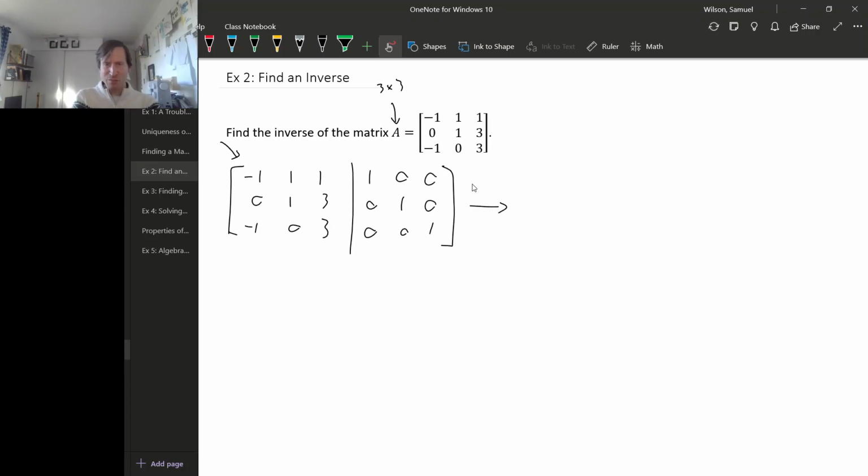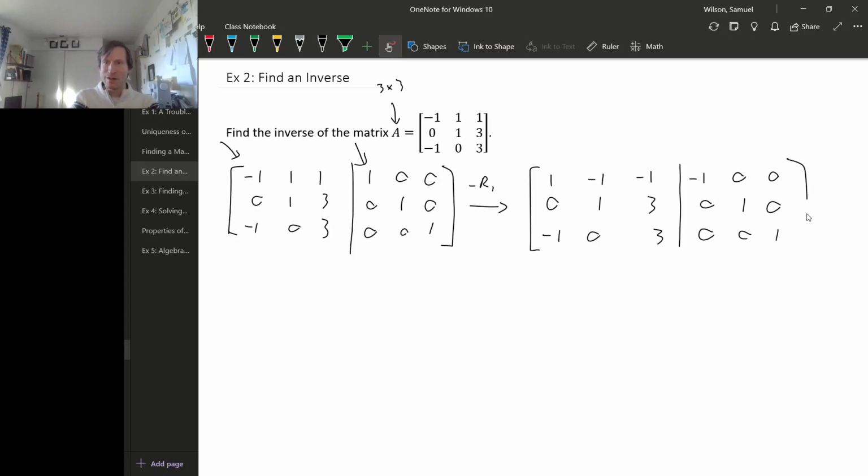So I guess first multiply the first row by minus 1. That gives us 1, minus 1, minus 1. And when we do these row operations, remember, do the row operations to the augmented part as well. So minus 1, 0, 0. The rest of it stays the same. 0, 1, 3, 0, 1, 0, minus 1, 0, 3, 0, 0, 1.